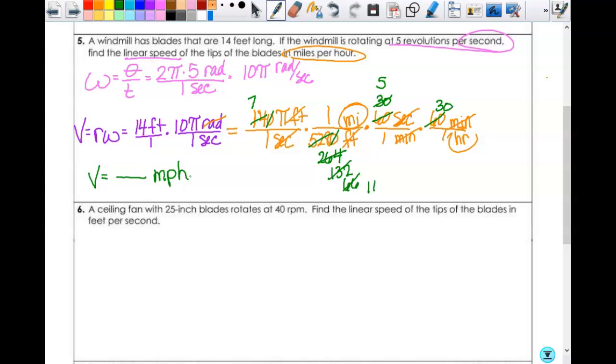All right, so what's the numerator? 1050 pi over 11. Okay, we good? What questions do we have?